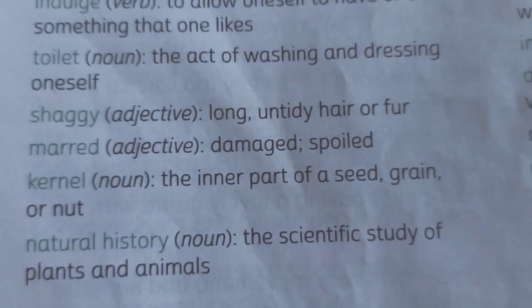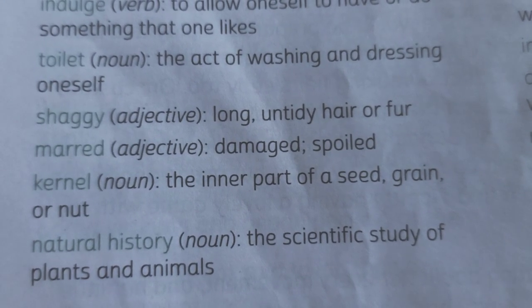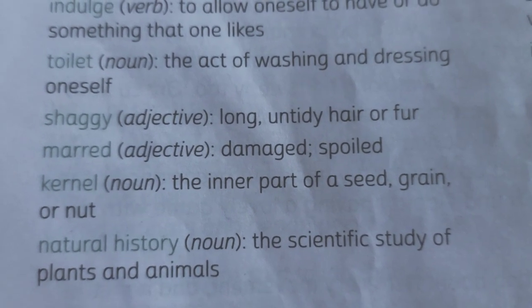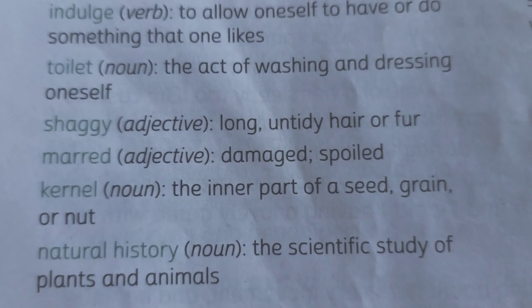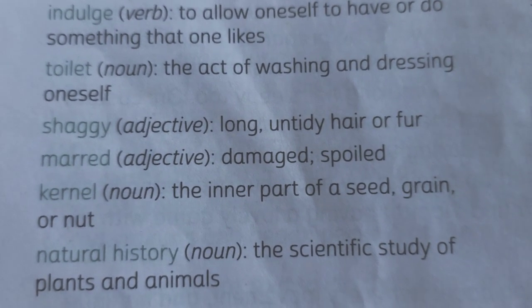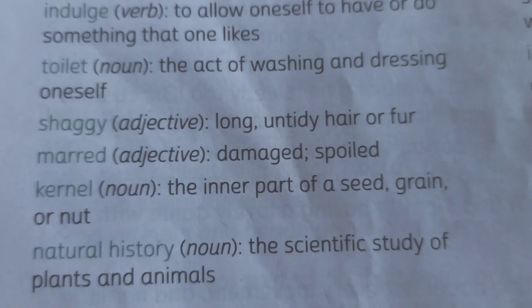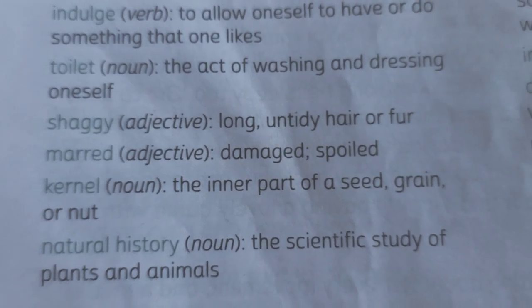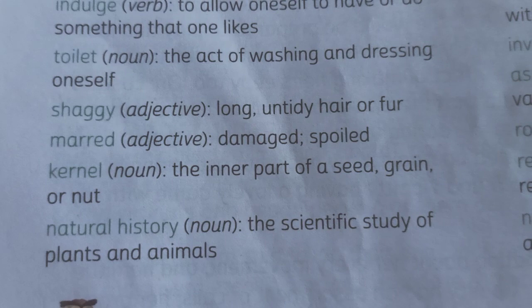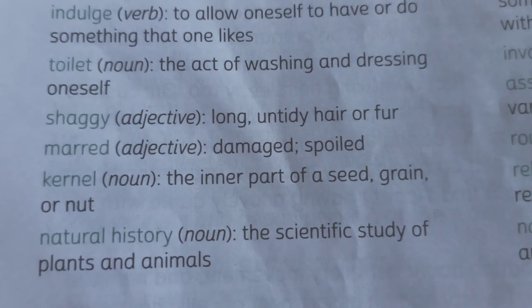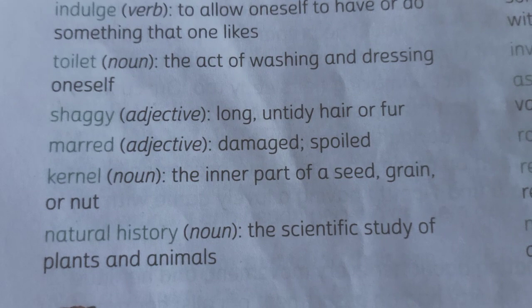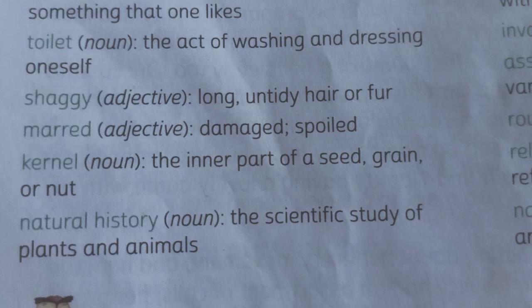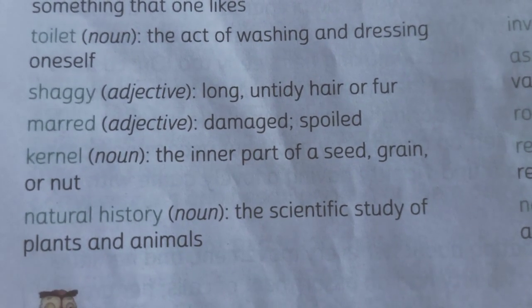Shaggy. Shaggy means long, untidy hair or fur. Something which has a lot of fur and hair, a bunch of fur, quite long and untidy hair or fur, is known as shaggy. The next is marred. What's the meaning of it? Damaged or spoiled. The next is kernel.